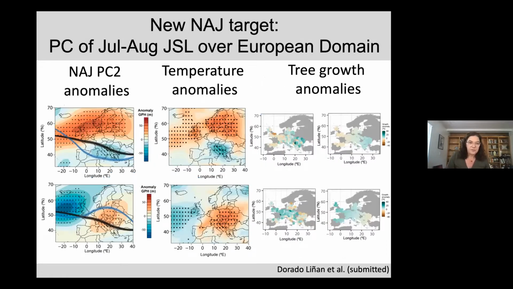Another aspect that we're looking into is relating those jet anomalies, using tree rings but also vegetation models, to see how they influence tree growth and the carbon cycle. So this is now no longer on reconstruction timescales, but working on instrumental timescales. And we see that this variability in the position of the jet explains a lot of the interannual variability in tree growth over the European continent.